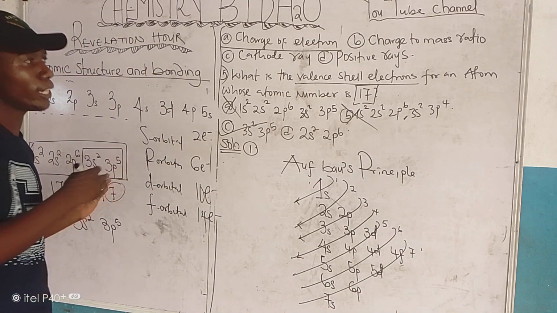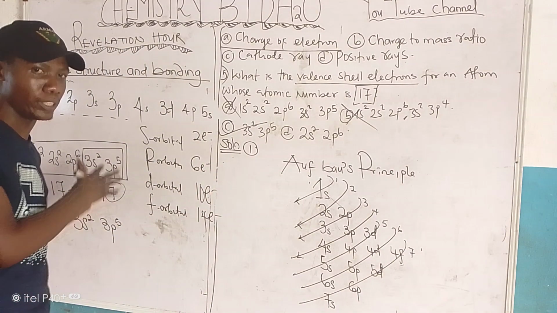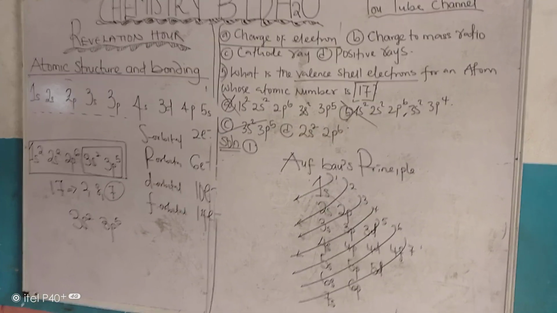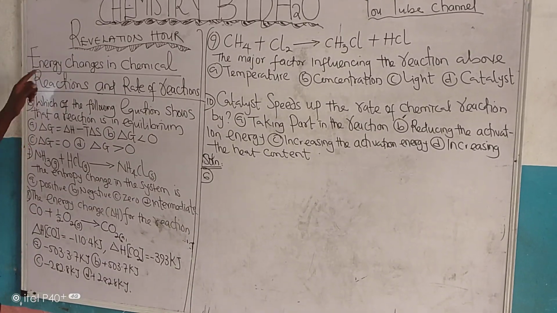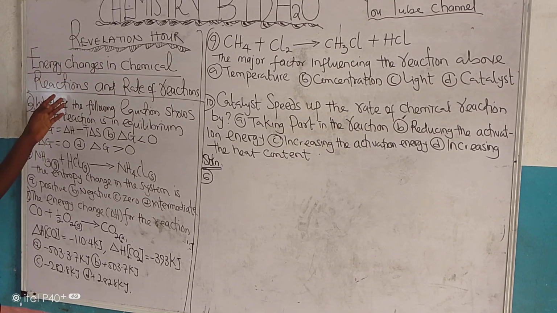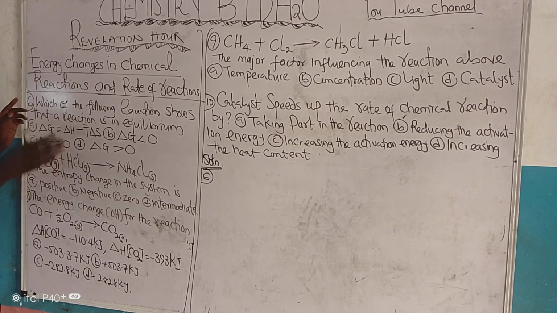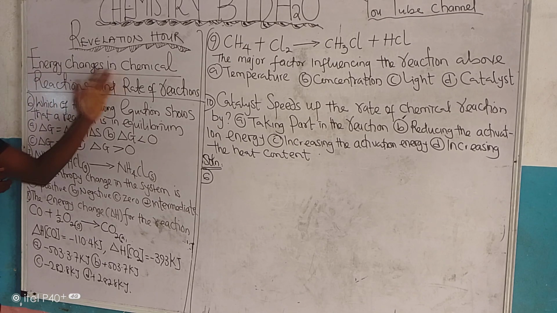Okay? Now we are going to take more questions from other topics in chemistry, in energy changes in chemical reaction and rate of reaction. Now here is question number 6. From 6 to 10 is a combination of questions on energy changes in chemical reaction and rate of reaction.